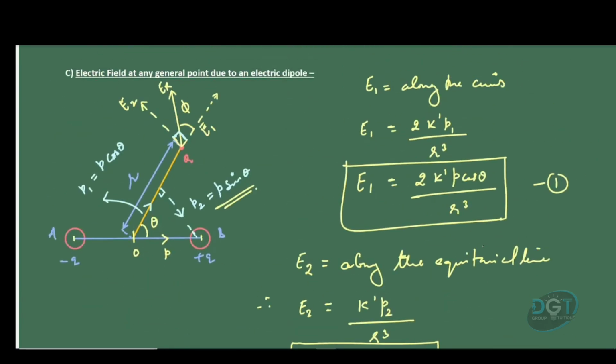Now we have found out the electric field, but what is the inclination of that electric field? Meaning we need to find out this angle phi. So I'll draw the diagram again. This is the diagram, this is ER, this is angle phi, and this is E1 and this is E2.